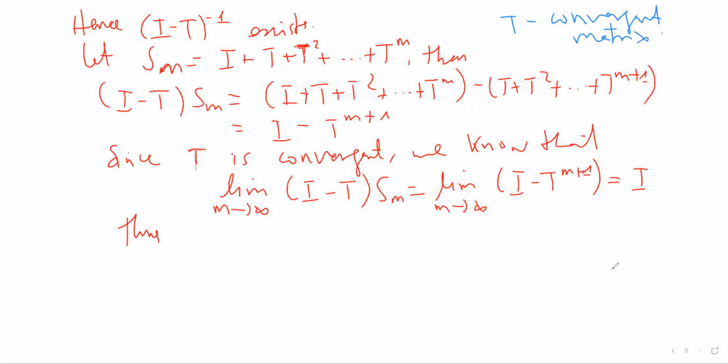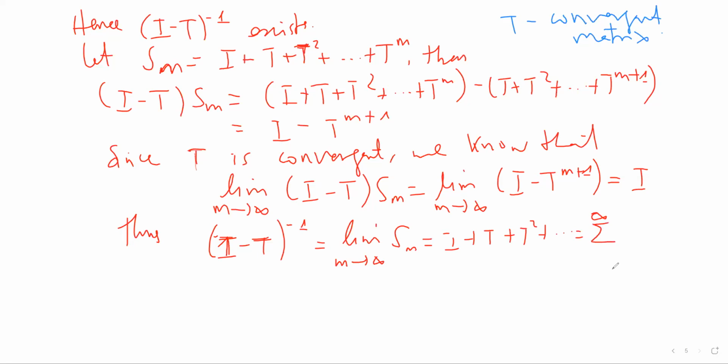And thus, we can say that (I minus T) to the power minus 1 will give us the limit as m goes to infinity of Sm, which will be the same as I plus T plus T squared to infinity. And this will be the sum from j equals 0 to infinity of T to the j.